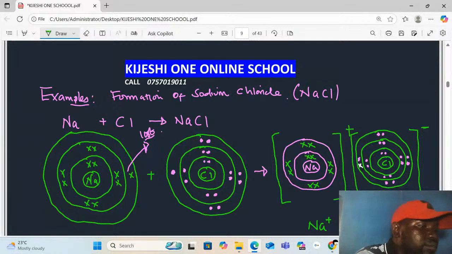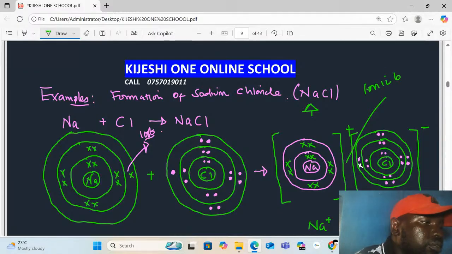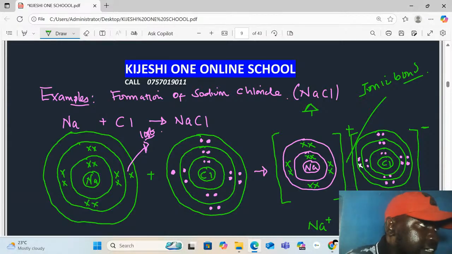The moment you combine them, you get back the sodium chloride. Then we have the bond in between. This one is what we call an ionic bond. Why? Because the sodium atom lost one electron and this electron was gained by the chloride. We may proceed now and show another example.